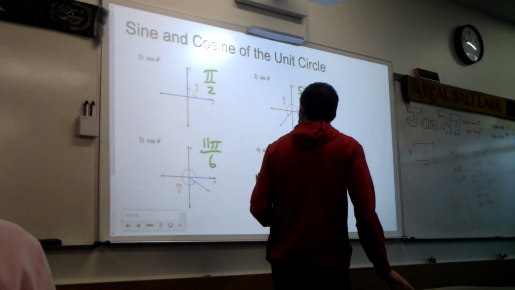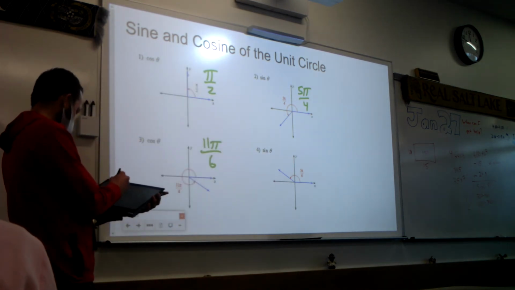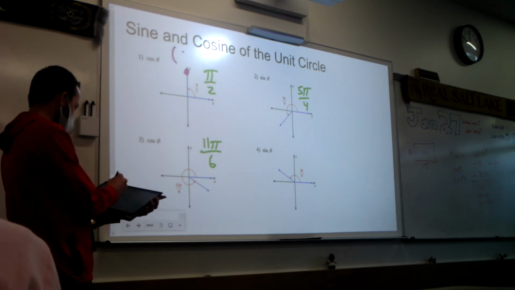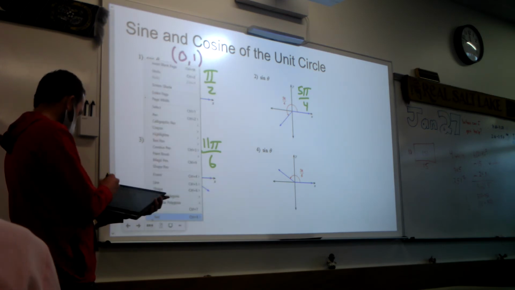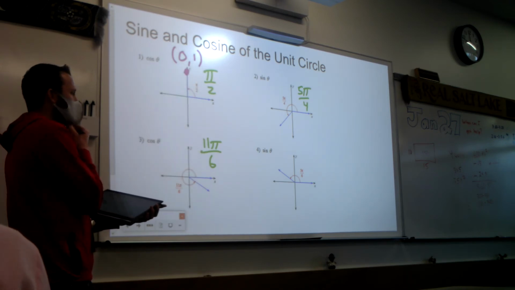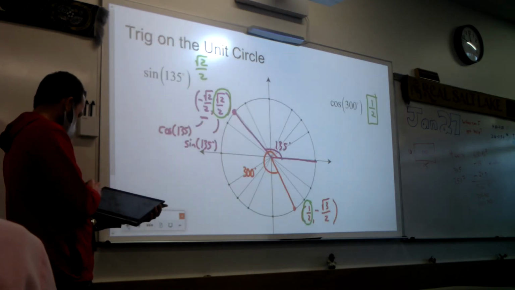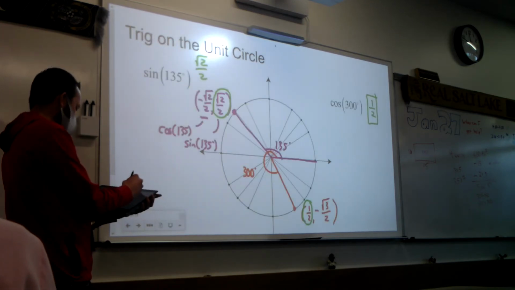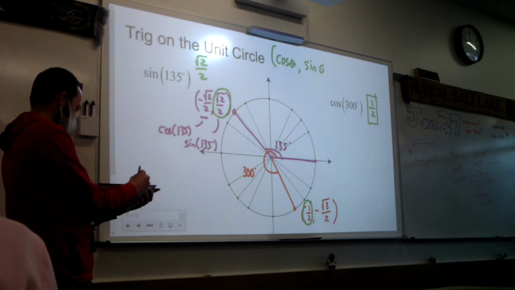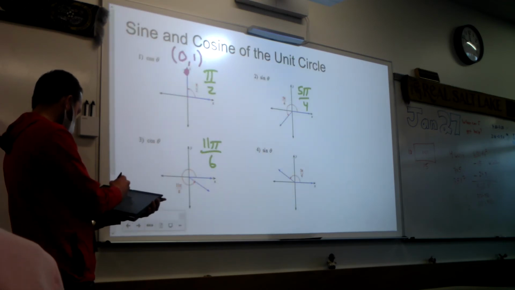All right, Ruby, help me with pi halves. What are the coordinates of pi halves? If I'm doing cosine, which one of those do I want? Your x is going to be the cosine, and the y is going to be sine. So if we're doing cosine, it means we want the x value, which is 0.